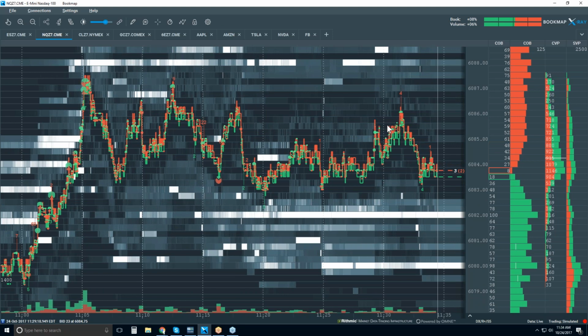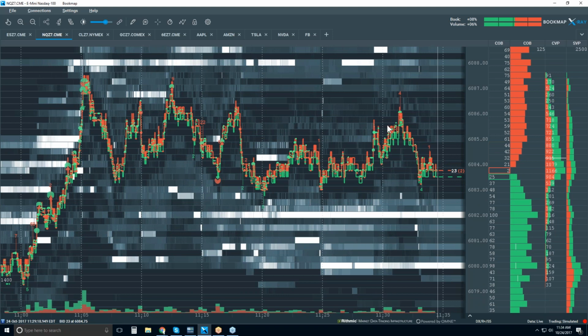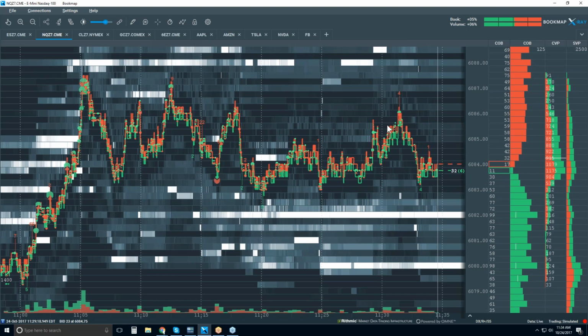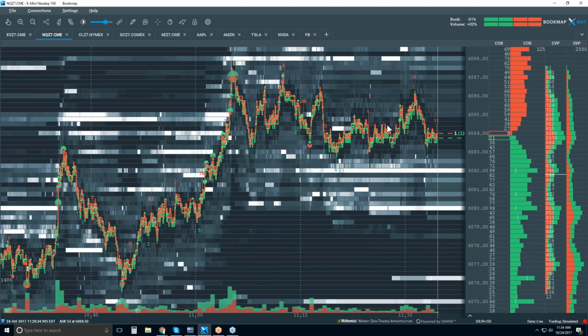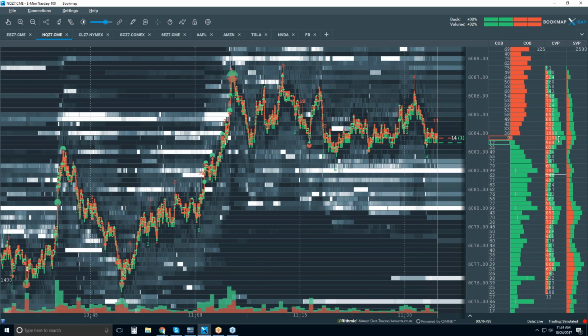Okay, another question here. How do I get statistics from Bookmap to confirm what you have described visually? Well, I mean, it's just auction market theory. You can look at volume profiles as well. There's a lot of traders that are looking at volume profiles.